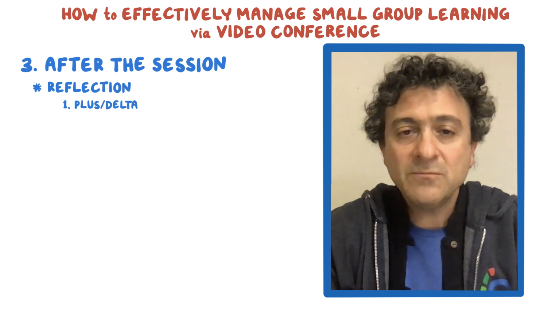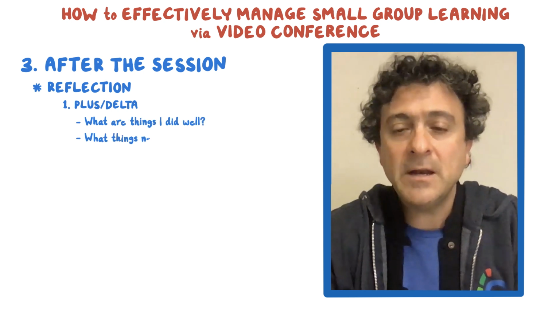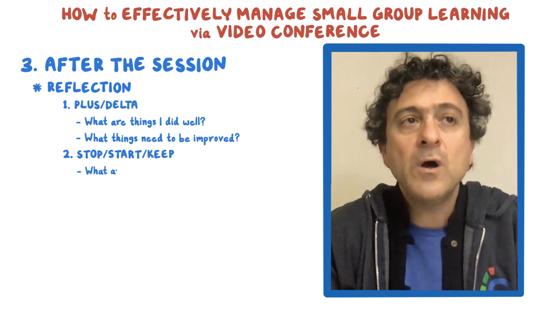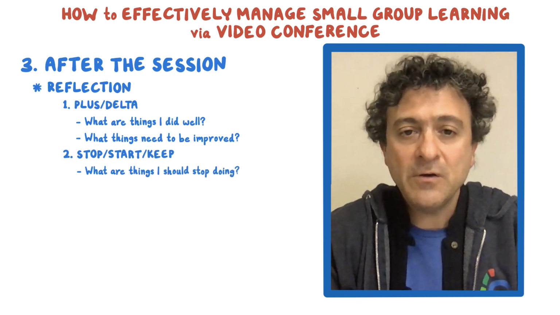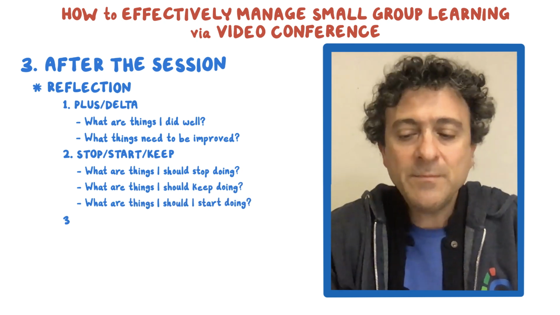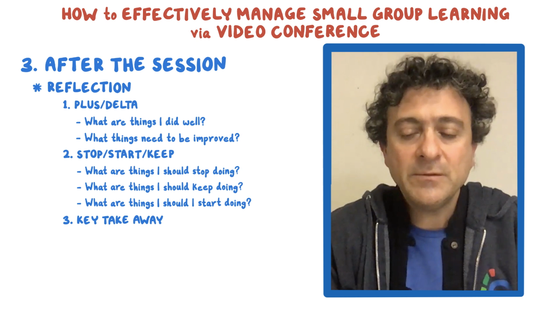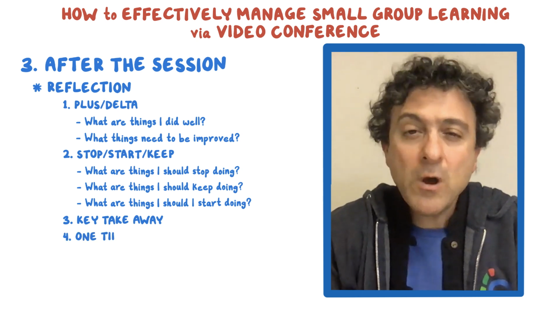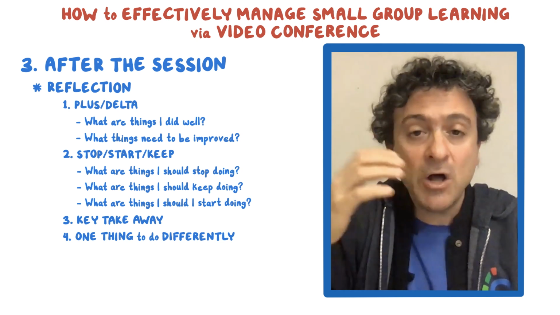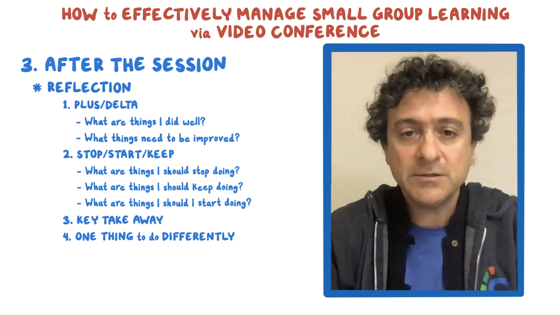The plus delta. What are things I did well and what are things that need to be improved? The stop, start, keep framework. What are things that I should stop doing in future video conference sessions? What are things I will keep? And what are things I should start? What's my key takeaway or carry forward into my practice? What's the one thing that I will do differently the next time I try small group video conference sessions?